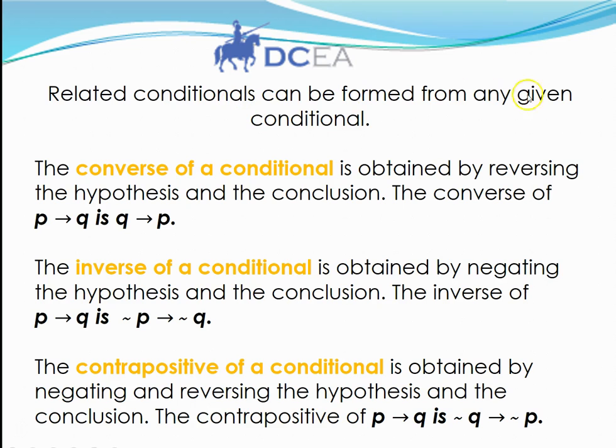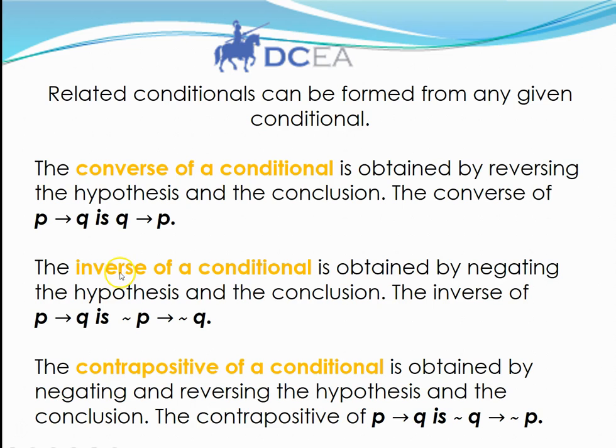Related conditions can be formed from any given conditional. We can have a converse of a conditional. It is obtained by reversing the hypothesis and the conclusion. We did that with one of our previous examples. So the converse of P implies Q would be Q implies P.